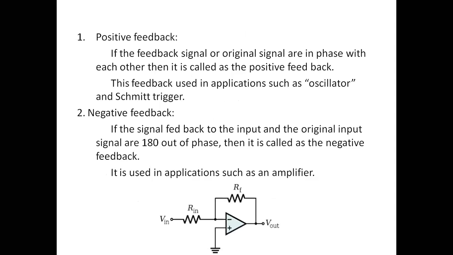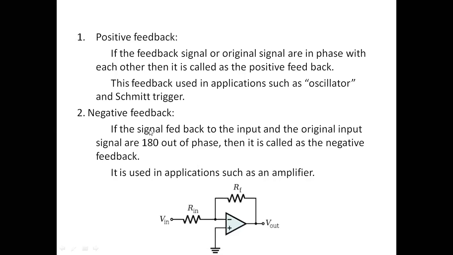If we are giving positive feedback, that is nothing but the output signal fed back to the input, and if both the feedback signal and the original input signal are in phase, at that time we call that positive feedback. Examples are the oscillator or the Schmitt trigger.